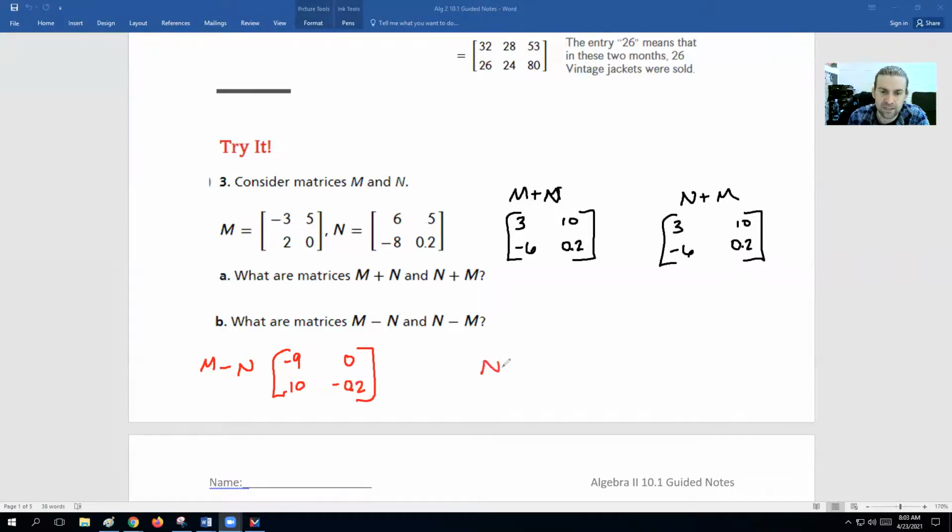All right. But if we did N minus M, we're going to take the N elements and subtract the M. So 6 minus -3 is 9. 5 minus 5 is 0. -8 minus 2 is -10. And 0.2 minus 0 is 0.2. So you can see these are not the same. We have to understand this property. If we add two things together, they equal the same value if we switch them, but not the same thing with subtraction.